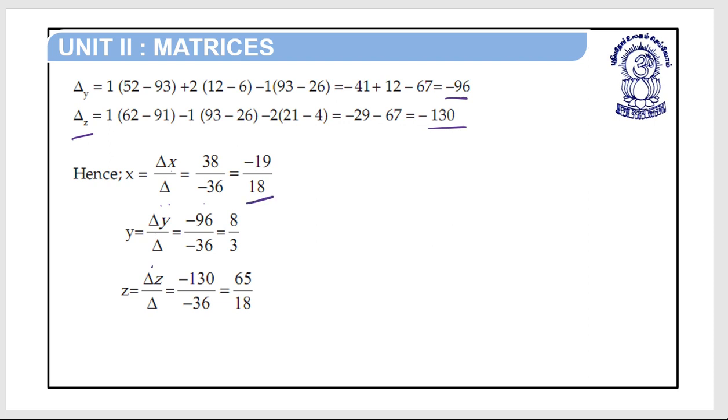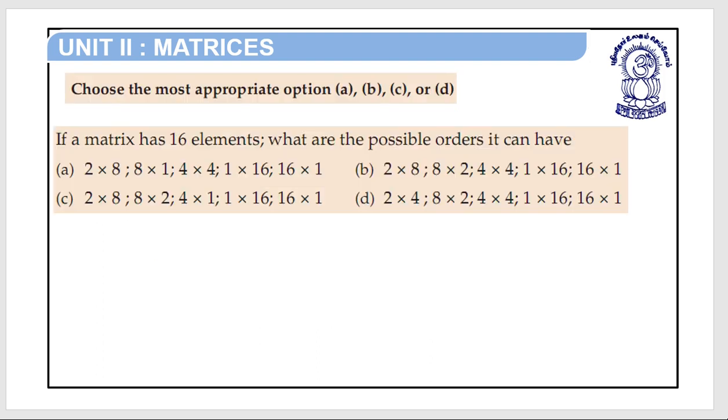For y, delta y by delta, put the value of delta y and delta: minus 96 by minus 36. 8 by 3. 12 8s are and 12 3s are. So z is equal to delta z by delta: minus 130 by minus 36. 2 18s are, 2 65s are, 65 by 18.